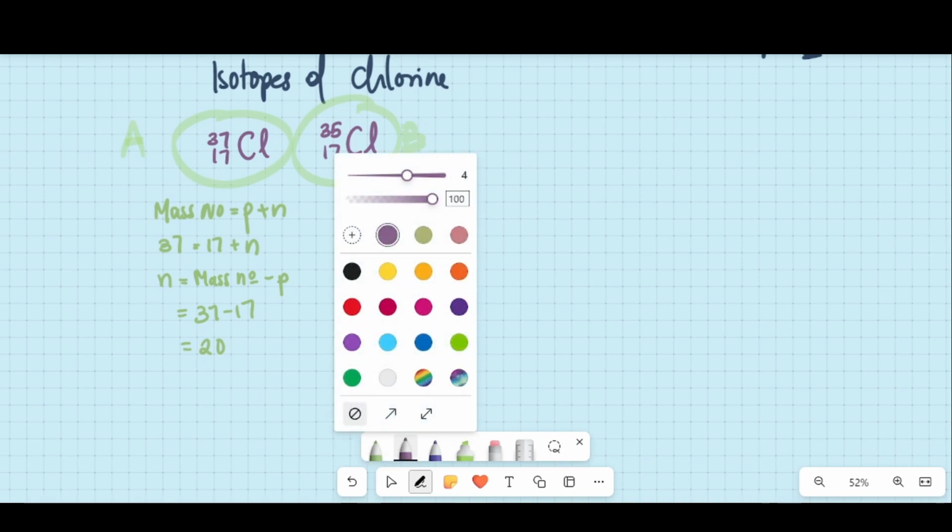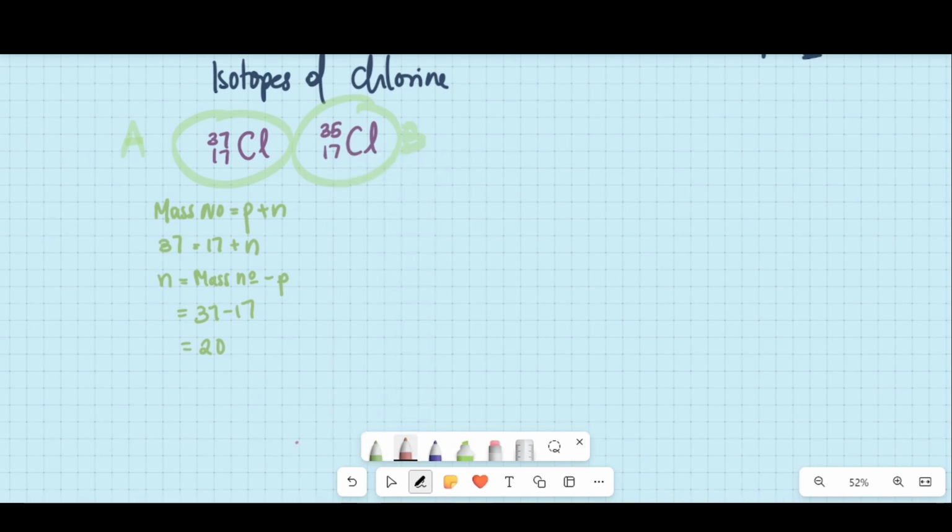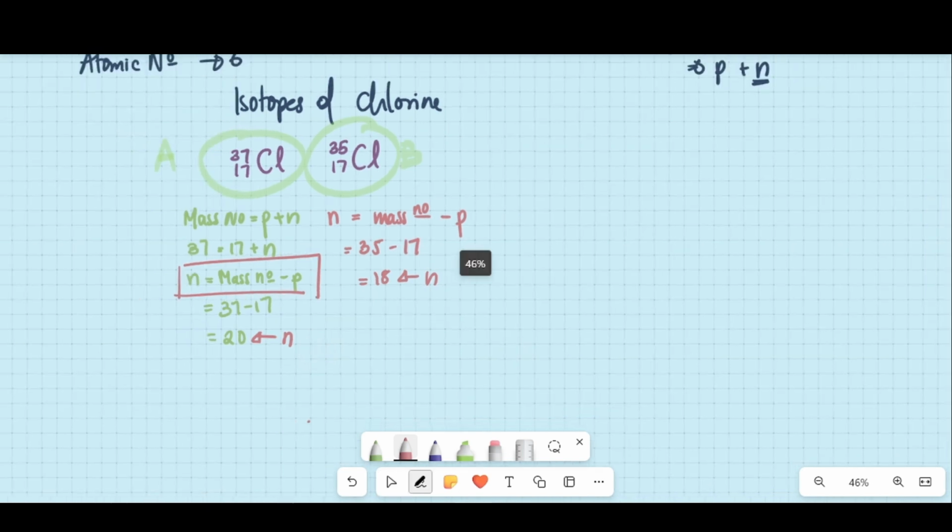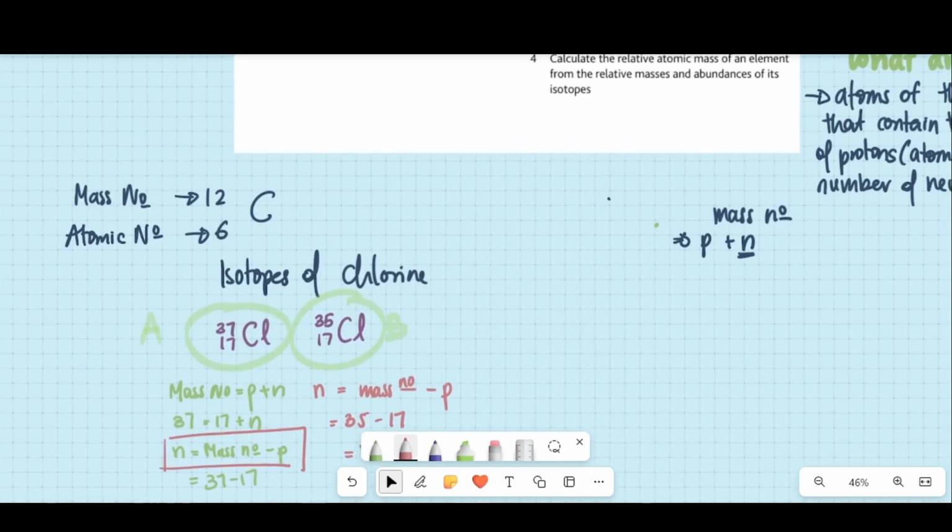Let's go for chlorine 35. Use the same formula we've come up with: N equals mass number minus proton number. So that would be 35 minus 17. Chlorine B has 18 neutrons. So this is your neutron number, and this is your neutron number. Clearly they have different neutron numbers. So these are some representations.